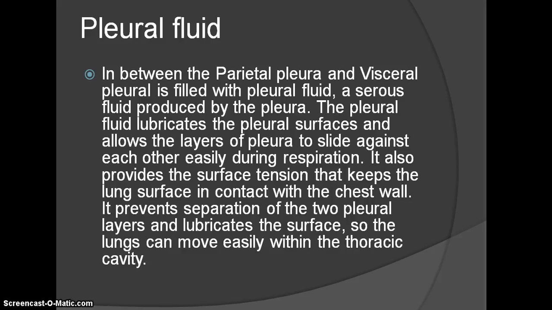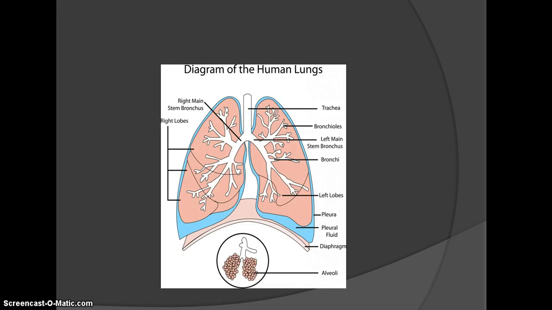Now we'll move on to pleural fluid, as I was talking about. In between the parietal pleura and the visceral pleura, which we just spoke about, it is filled with pleural fluid, a serous fluid produced by the pleura. The pleural fluid lubricates the pleural surfaces and allows the layers of pleura to slide against each other easily during respiration. It also provides the surface tension that keeps the lung surface in contact with the chest wall. It prevents separation of the 2 lung layers and lubricates the surface, so lungs can move easily within the thoracic cavity.